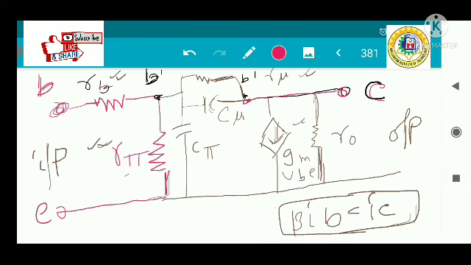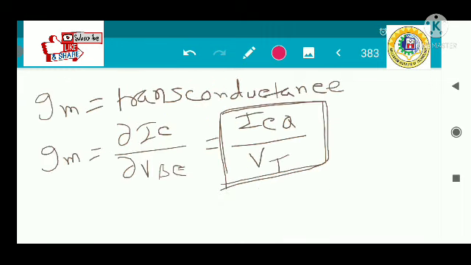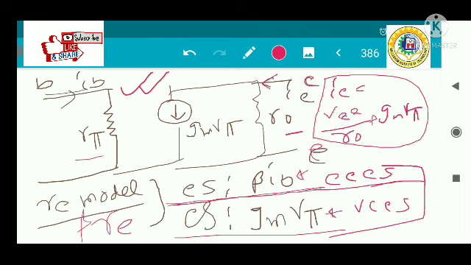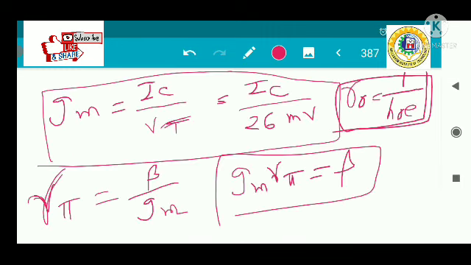And this is the complete hybrid pi model. You study this model and its different parameters, and try to analyze further circuits, that means the CE amplifier or the emitter follower circuit, with the help of this model.